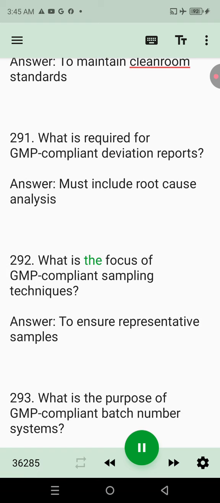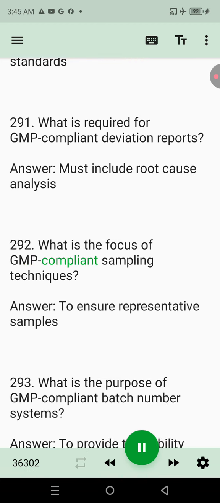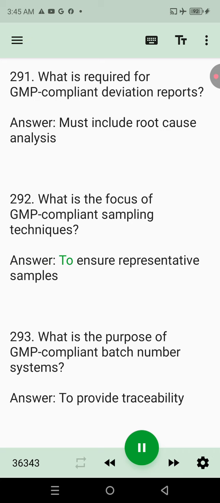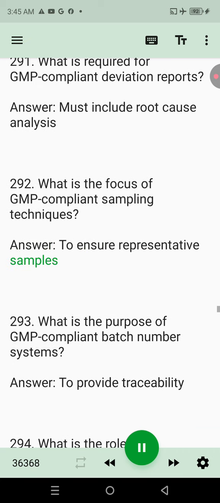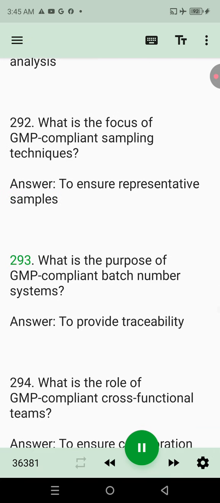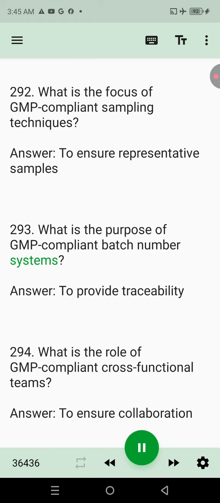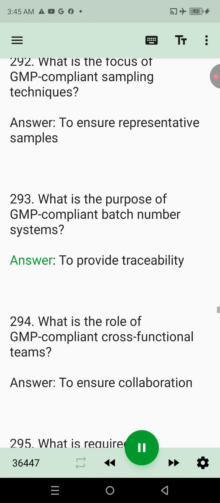292. What is the focus of GMP-compliant sampling techniques? Answer: to ensure representative samples. 293. What is the purpose of GMP-compliant batch number systems? Answer: to provide traceability.